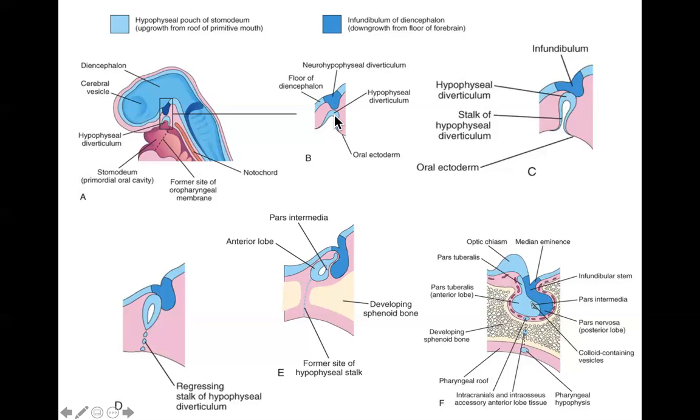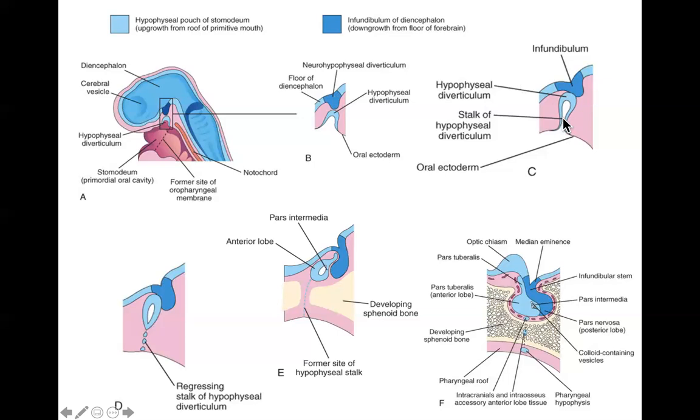Now, the infundibulum, as I mentioned, is formed from neuroectoderm. The hypophyseal diverticulum is formed from surface ectoderm in the mouth. Neuroectoderm from the floor of the brain, surface ectoderm from the mouth. Okay, now, as this infundibulum contacts this hypophyseal diverticulum, it is going to turn into a pouch and start to be pinched off.